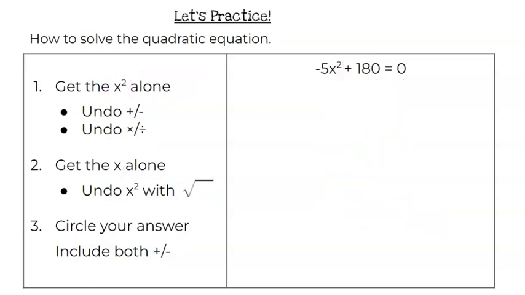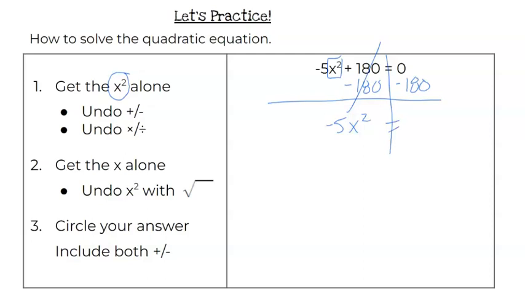All right, so let's try another example of that. We have negative 5x squared plus 180 equals 0. So our goal is to get our x squared alone first. So here's my x squared. I'm going to undo any addition or subtraction first. So I'm going to undo this plus 180 with a minus 180. That leaves us with negative 5x squared on the left, and 0 take away 180 is negative 180.